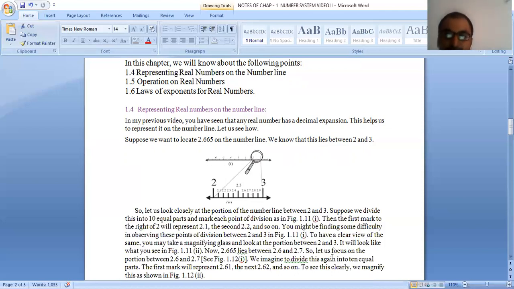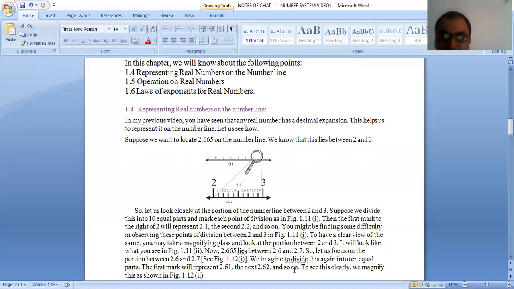Okay, so let us focus on the portion between 2.6 and 2.7. We have to focus on the portion between 2.6 and 2.7 because we can get 2.665 between 2.6 and 2.7. Now 2.665 lies between 2.6 and 2.7, so let us focus on this portion.